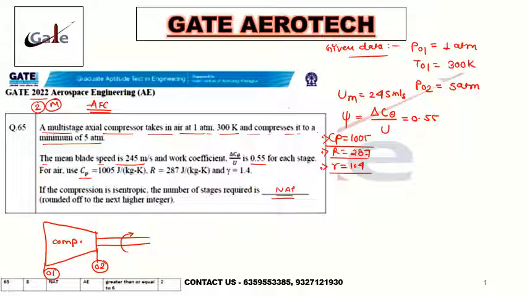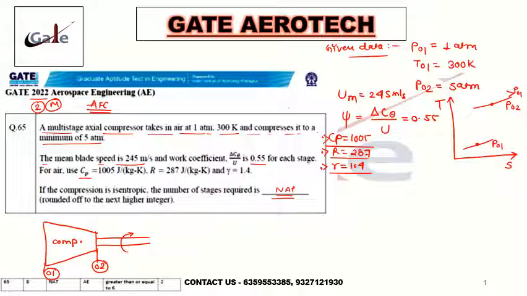Okay, fine. Now they are saying your compression process is isentropic, right? The number of stages required is, now if you see, let me draw the T-S plot for this compressor. This is T, this is S, which is entropy and temperature. Let's say this is your entry of the compressor, which is station 1. This line is a pressure line at the entry. And this is your higher pressure line, which is P02, which is always greater than P01.